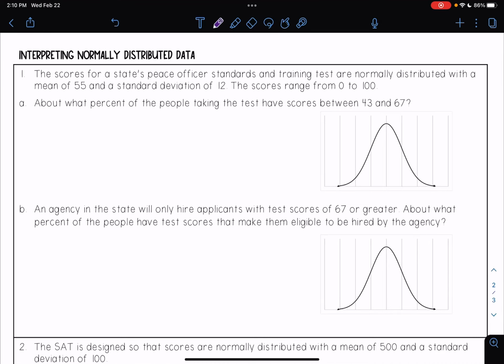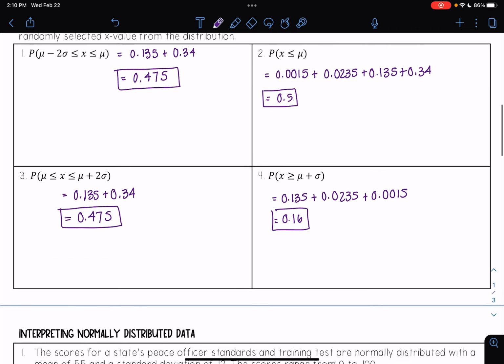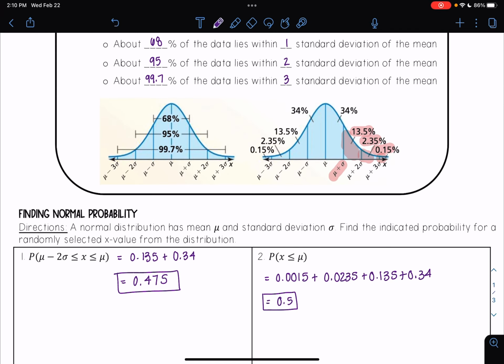For this set of problems, we're going to be looking at interpreting normally distributed data. So this is actually going to require us to create this image that we have here, where we have to figure out what our mean is and what these values are by adding or subtracting the standard deviation.